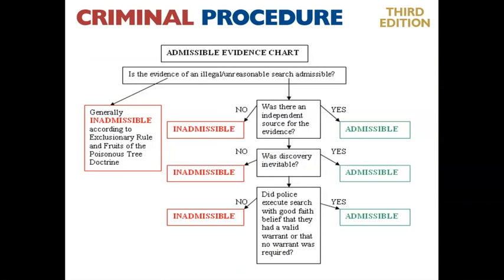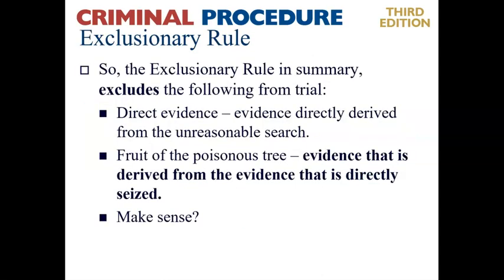We talked about the Unabomber case. And I also threw in a little chart that you can look at, an admissible evidence chart on when things would be admissible or inadmissible. So, just to summarize again, the exclusionary rule excludes the following from trial. We talked about direct evidence. This is evidence that's directly obtained from the illegal search or the unreasonable search. And then the fruit of the poisonous tree part, that's evidence that's derived from that evidence.